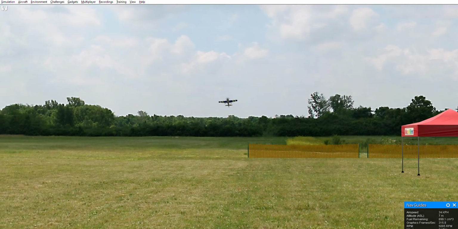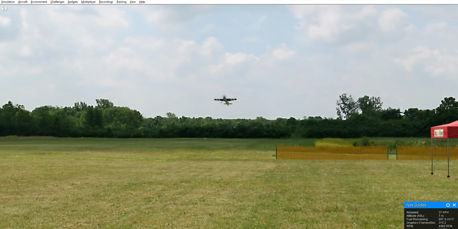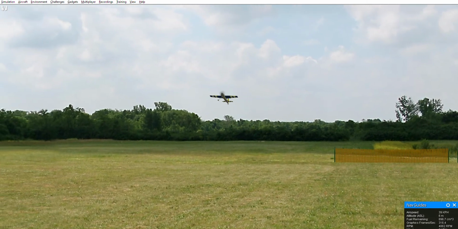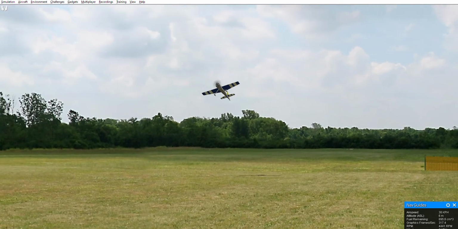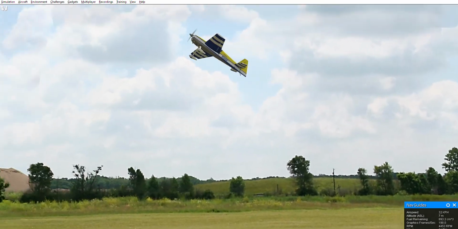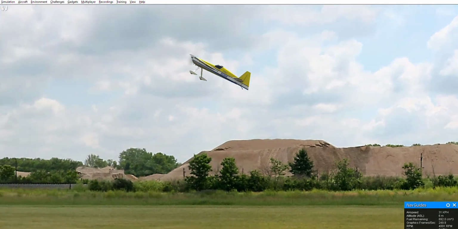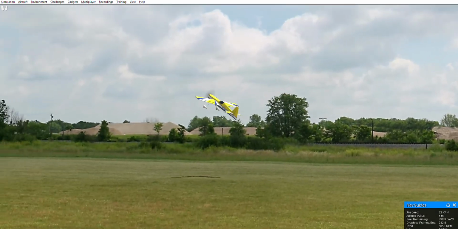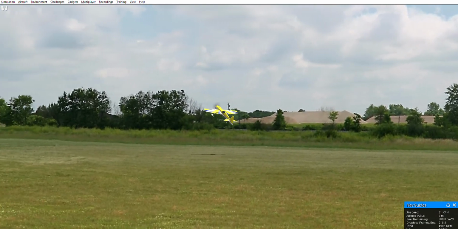Okay, the four controls now, the most important one is the throttle, and we use that to control the height of the plane. So if I add some throttle, the plane will rise. If I reduce throttle, the plane will fall. And I use the throttle control to control the height that the plane flies at.